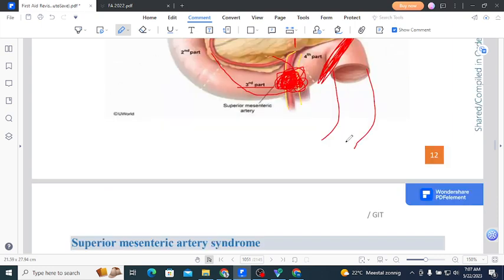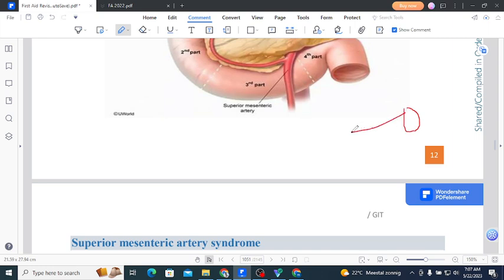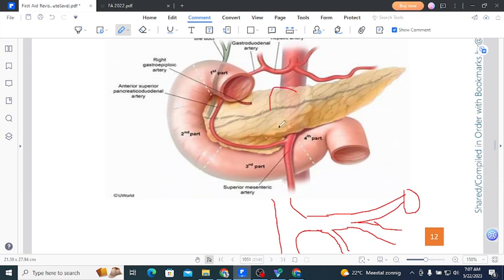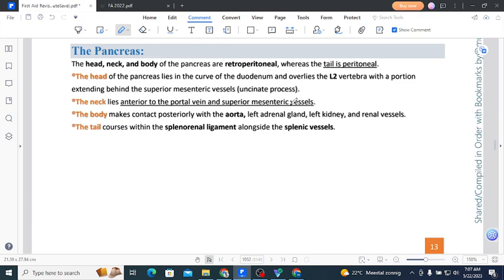What is the meaning of that? The portal vein is formed by the confluence of the splenic vein, the inferior mesenteric vein, and the superior mesenteric vein. Suppose there is a spleen, there is a splenic vein coming from the spleen, then we have the inferior mesenteric vein, and then there is the superior mesenteric vein. All these three veins join together just behind the neck of the pancreas to make the portal vein, and then the portal vein will enter the liver, right? So this is the neck of the pancreas that is lying anterior to the superior mesenteric artery as well as the portal vein. Then we have the body that makes contact posteriorly with the aorta, left adrenal gland, left kidney, and the renal vessels.